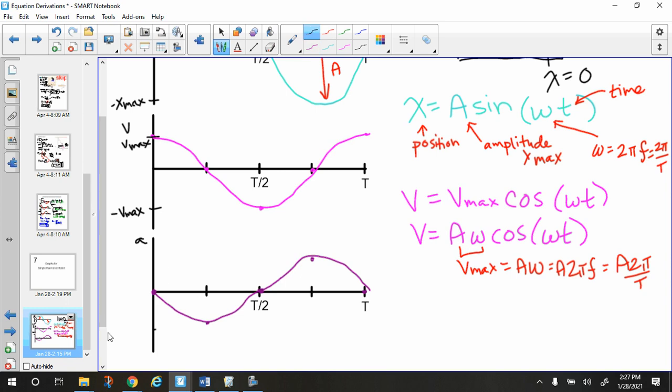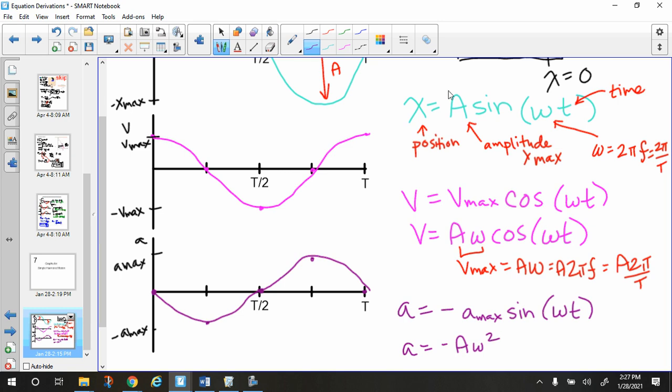So here's our negative A max, and then A max. And when we write our equation for the acceleration, we have acceleration is equal to, and we can see this is a negative sign because it starts at 0 and goes down first. So we have negative A max times the sine of omega t. And we can rewrite this. This A max is equal to A times omega squared.